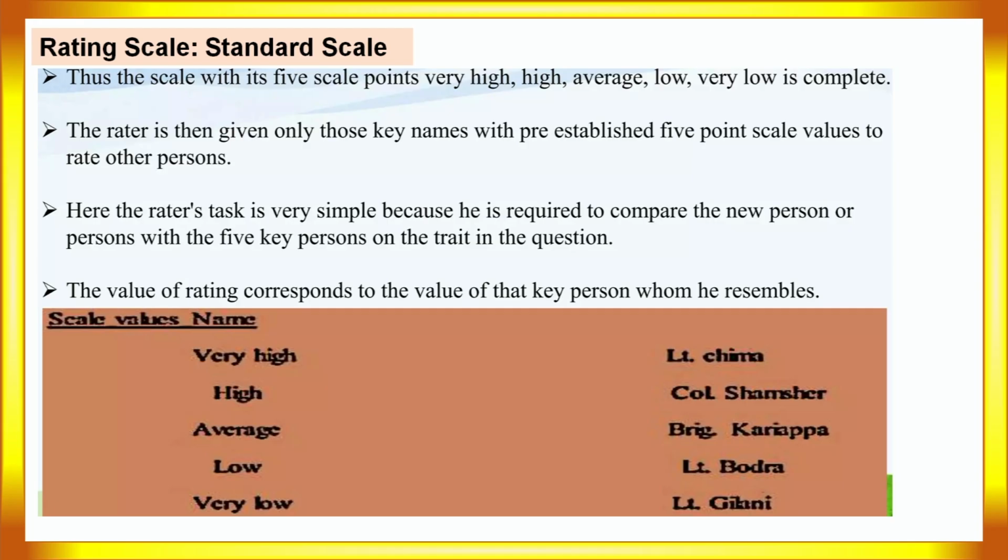So what the rater needs to do is this: the rater is generally given these key names after categorizing the characters based on particular individuals, in this case of a military unit. The rater only needs to fit the new person only against these particular names. So if you observe person Y, maybe in terms of courage he seems like Lieutenant Chima. In this way this particular scale is composed. I think now the concept of the standard scale is a little bit clear to you.